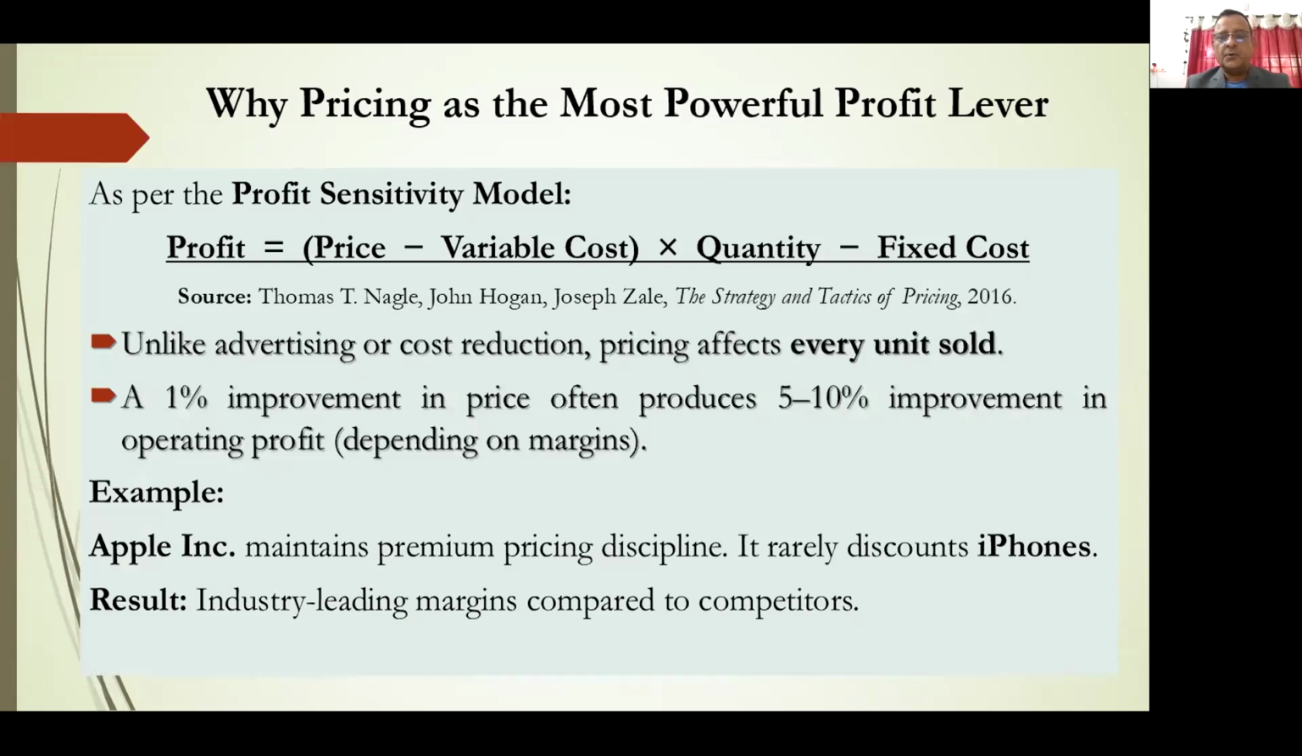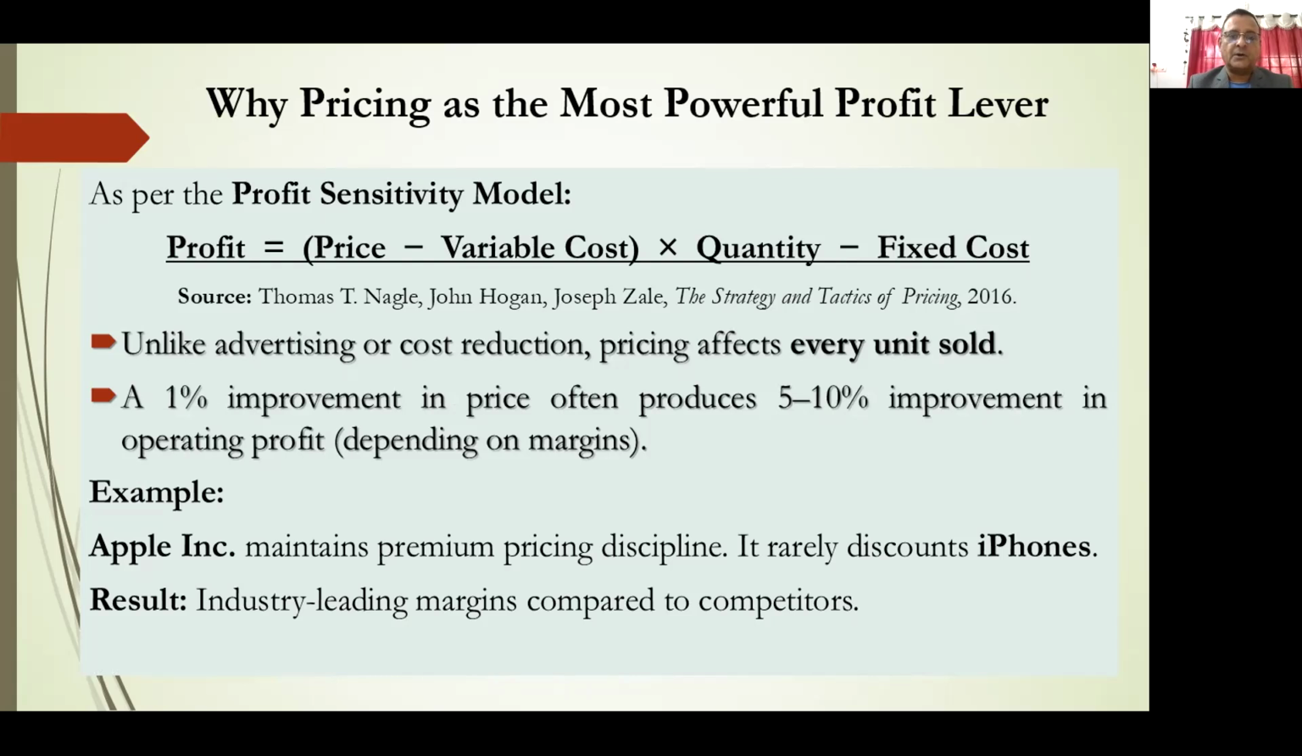If you look at the conventional pricing sensitivity model, profit equals price minus variable cost, multiplied by quantity, minus fixed cost. It was proposed by Nagle, Hogan, and Zale in their book Strategy and Tactics of Pricing. Basically, the purpose of this model was to show why pricing is so relevant in value creation.